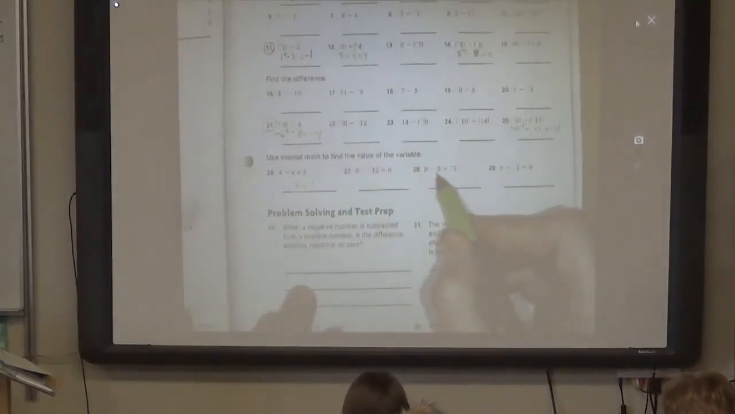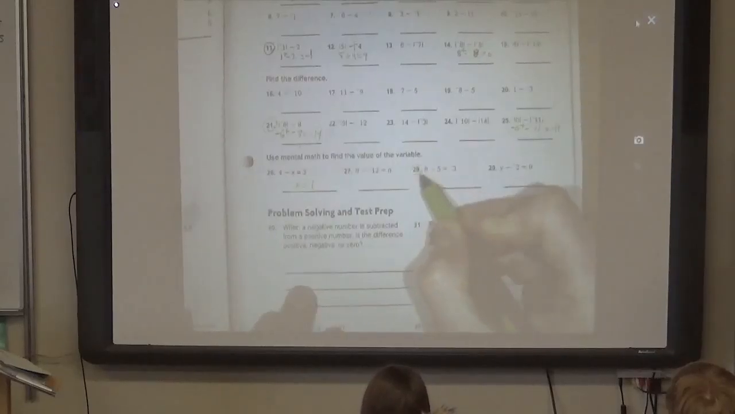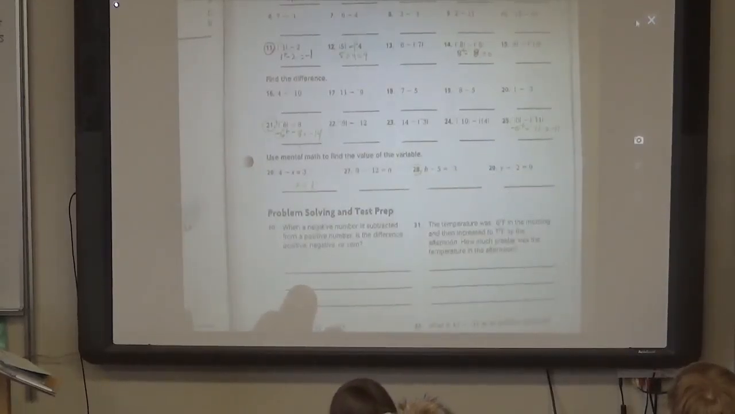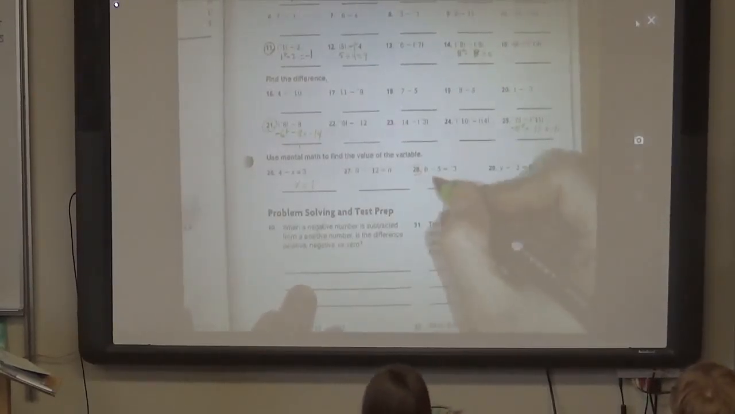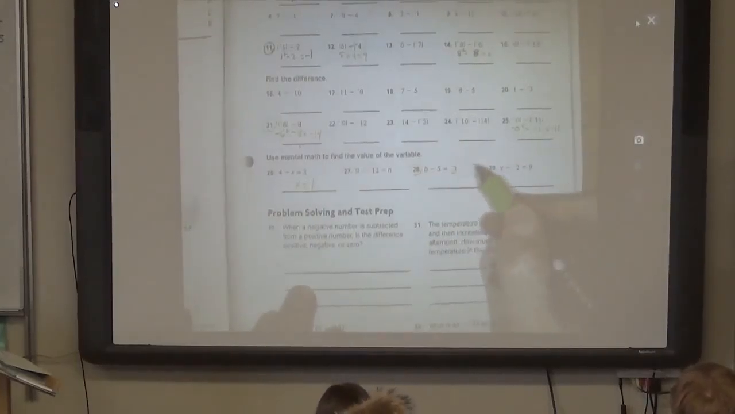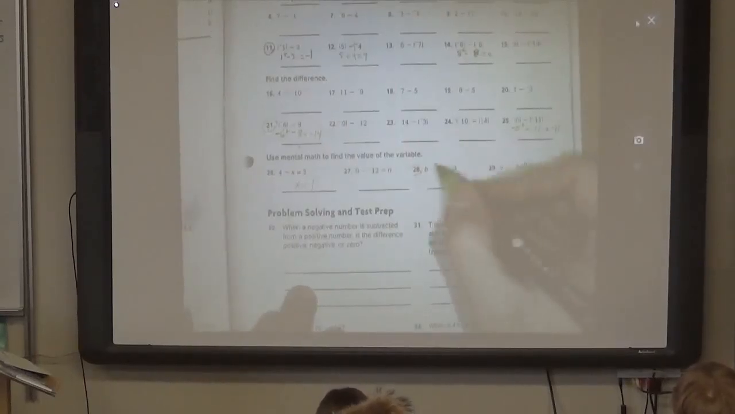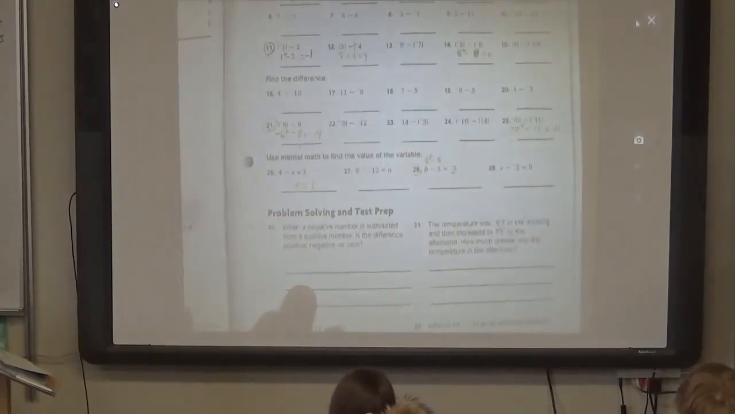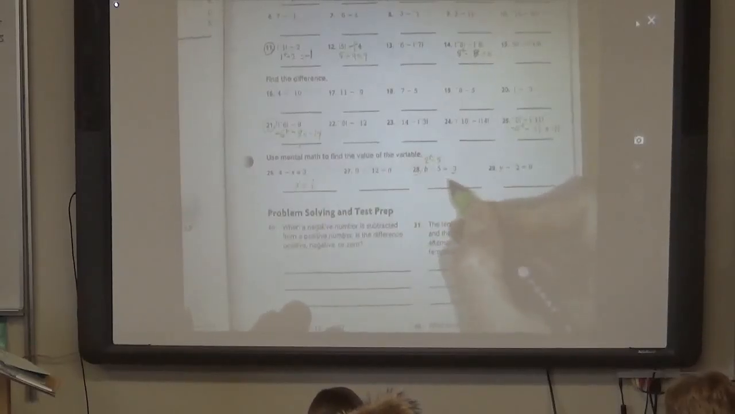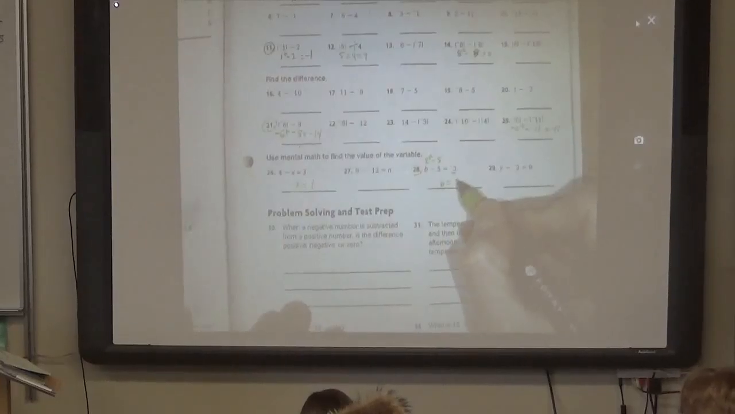How about this one though? 28. Negative b equals negative 8. What would b have to equal? 8. Yeah. 2 minus 5, or 2 plus negative 5. Right? So b equals what? 2.